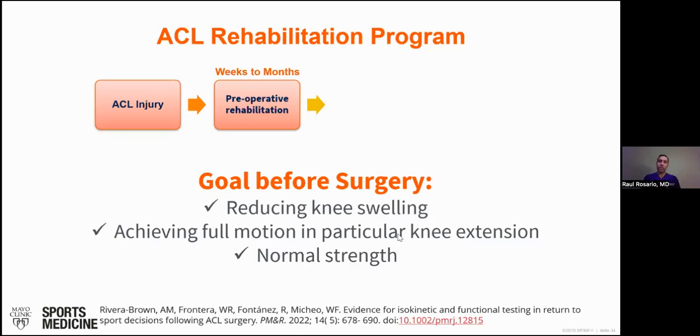ACL surgeries, you don't need to do them the next day. It's not an emergency surgery. It can wait weeks, it can wait months. However, in professional players, it's usually done very quickly to start the recovery aspect. But in some patients, we can definitely do a prehab modality to try to get them ready for surgery.